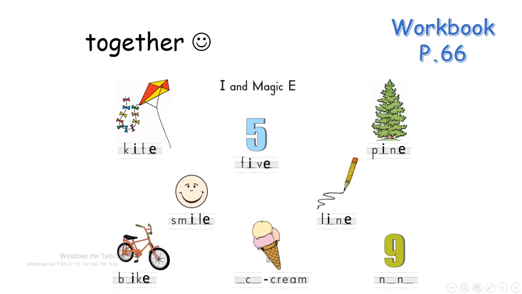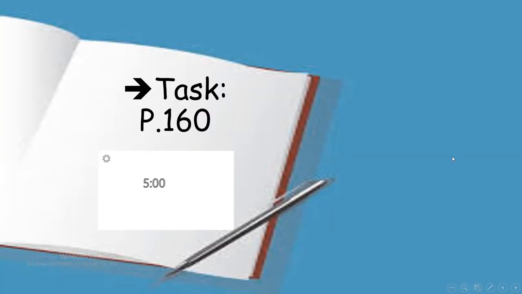Do you like ice cream? Great. I like it too. So it's ice cream. So we have I and E. Ice, ice, ice. Okay, and this number is, again, 9. Well done. By the way, this exercise is in your workbook, page 66.